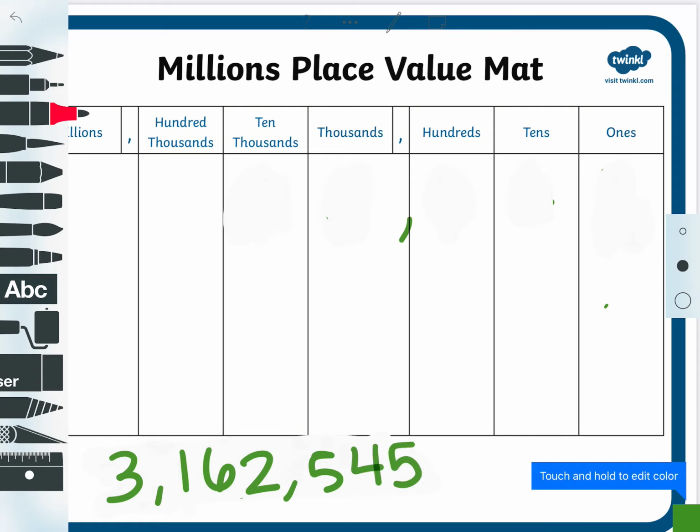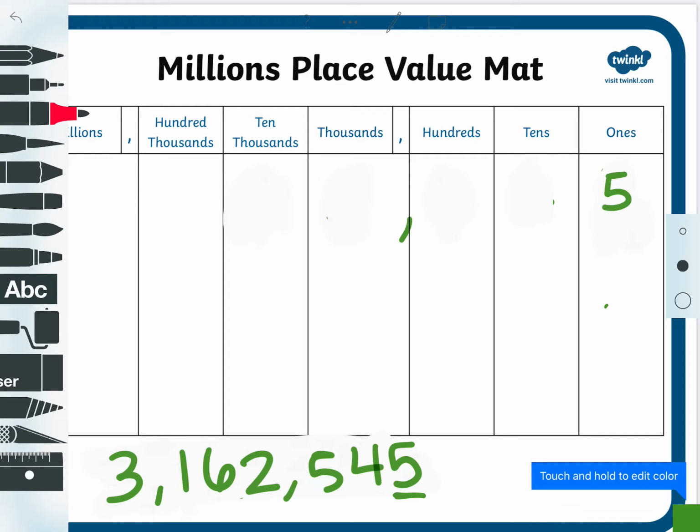So I have 3,162,545. Remember, if this is money, we need to make sure we know our values because we don't want anyone taking our money. So let's take a couple of minutes and put this number into the millions place value mat. Go ahead and copy this down in your notebook. Alright, are we ready to do this together? So, what place value is the first number? 5, right here. If you said ones, you are correct.